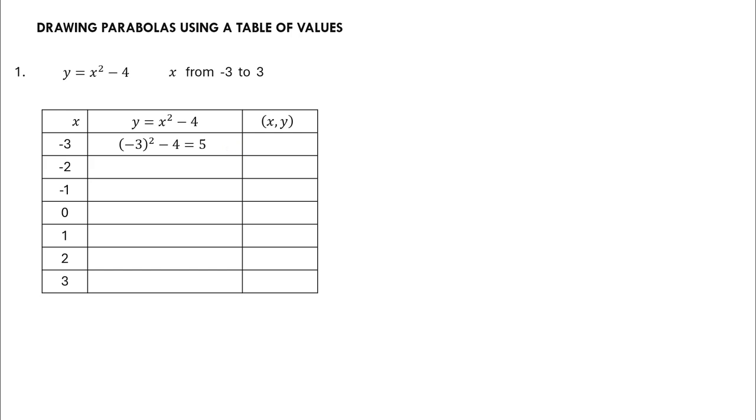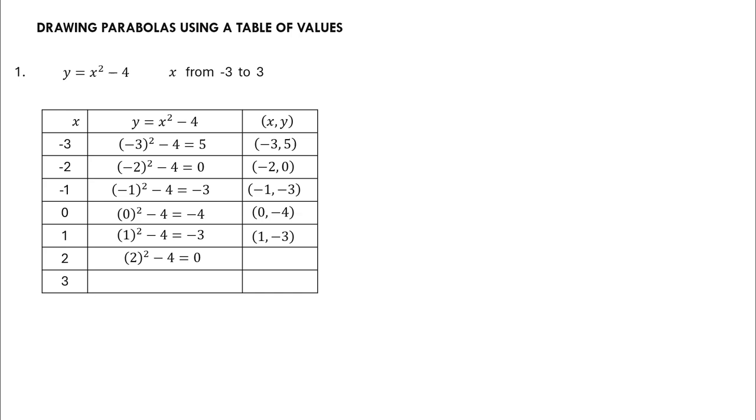5 for y. Substituting in -2, we get a value of 0. Substituting in a value of -1, we get -3. Put 0 in for x, we get -4. So we end up with a whole bunch of coordinates.